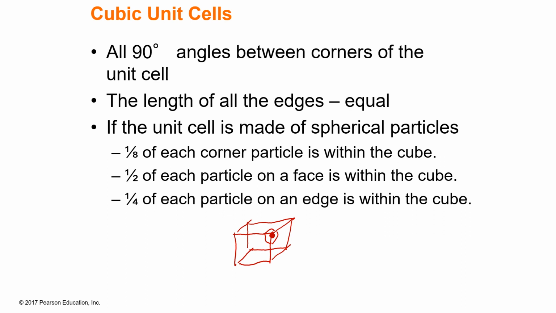Now, if we have the case where it's on the face of the cube, so on one side, that means that half of that atom is on the inside of the cube and half would be on the outside. But because we talk about unit cells looking at the inside of that cube, only half of the atom is on each of the faces. If a particle is on the edge, so if it exists along the edge of the cube, then 1/4 of the particle is on the inside of that cube.